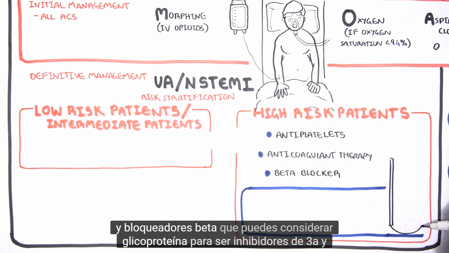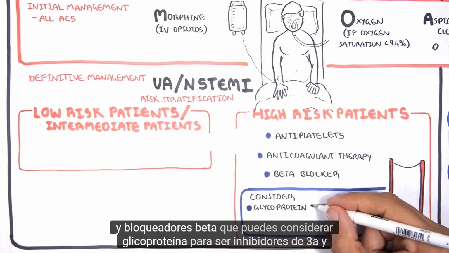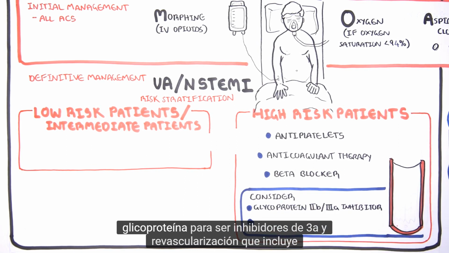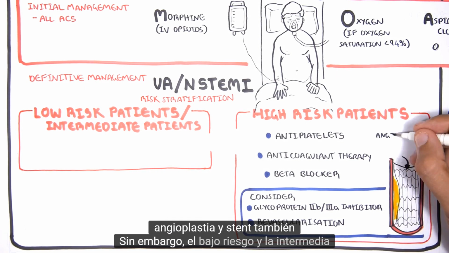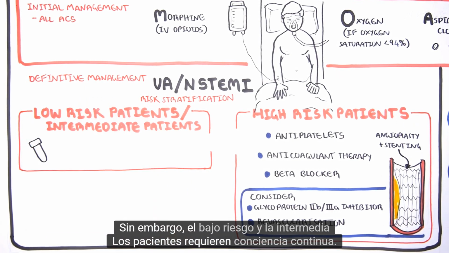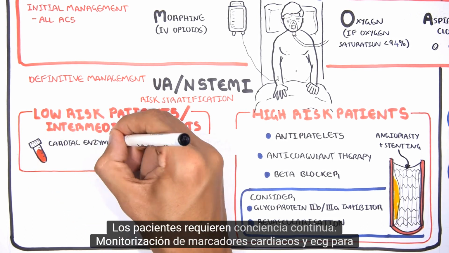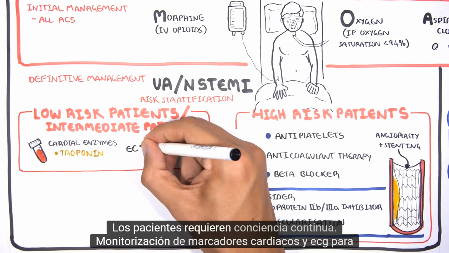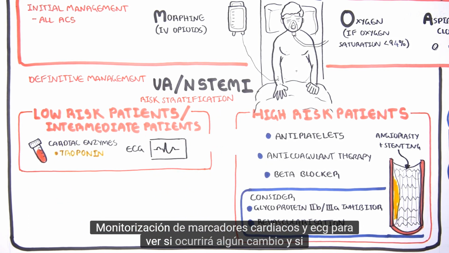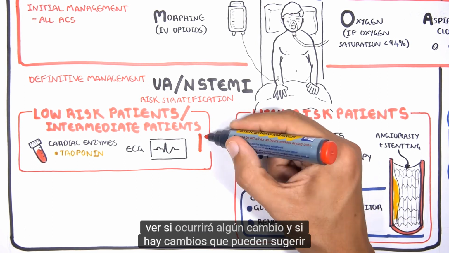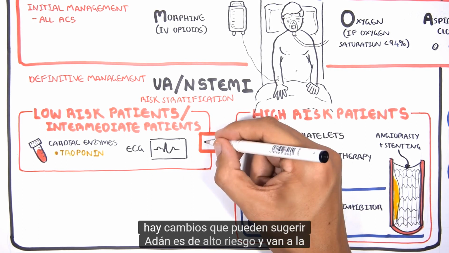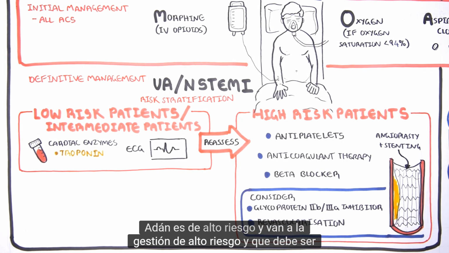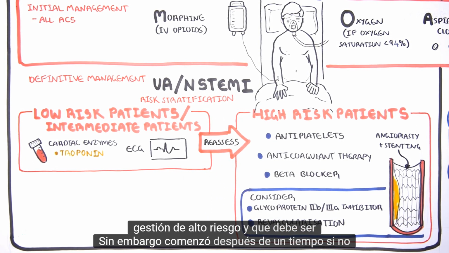You can consider glycoprotein 2B3A inhibitors and revascularization, which includes angioplasty and stenting as well. However, the low risk and intermediate patients require just continuous monitoring of cardiac markers and ECG to see if any changes will occur. And if there are changes that might suggest them being high risk, then they go to the high risk management, and that should be commenced.